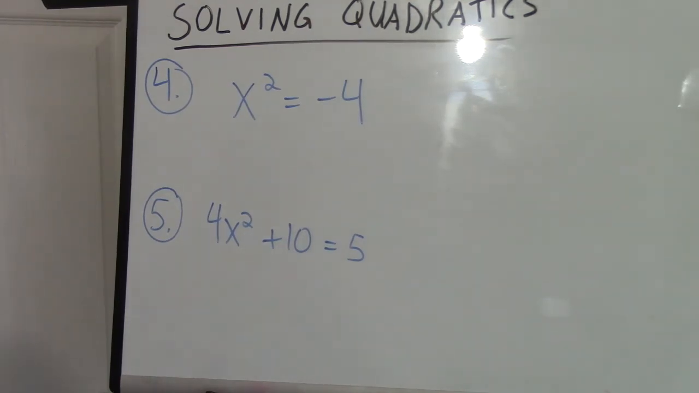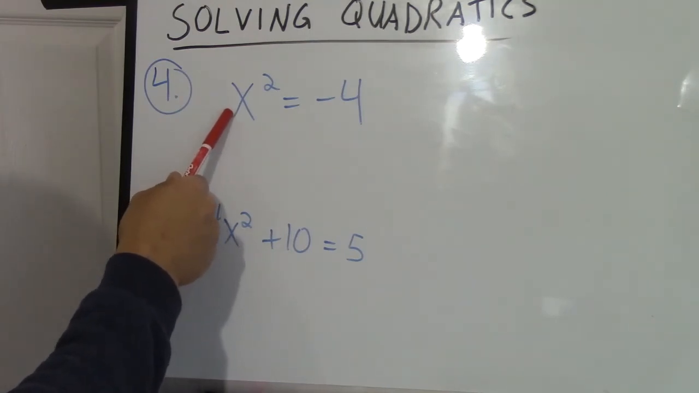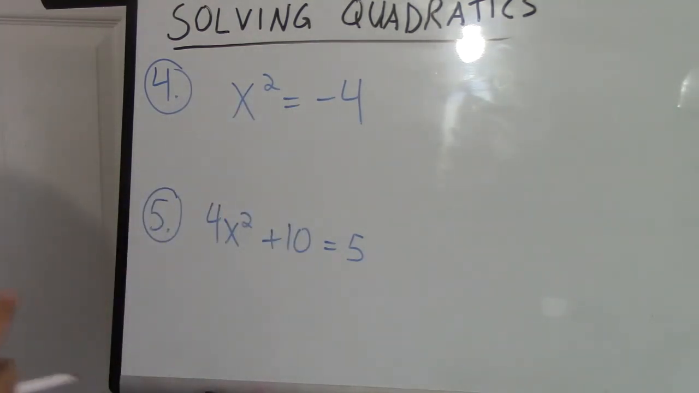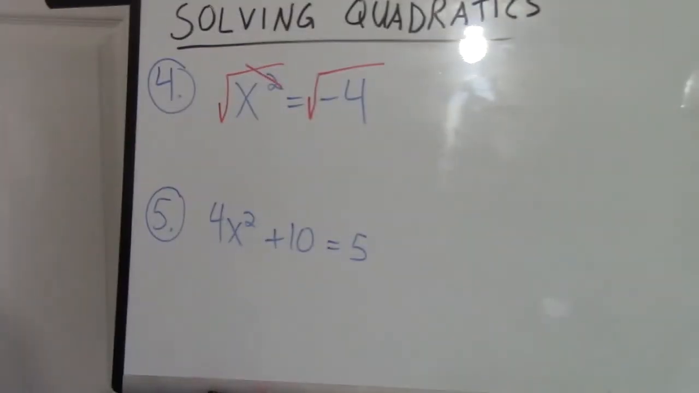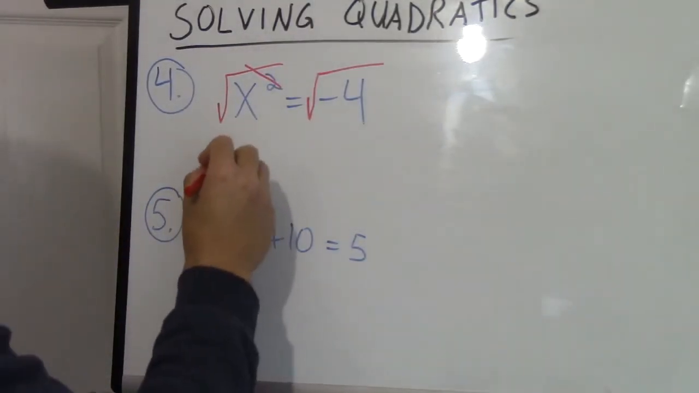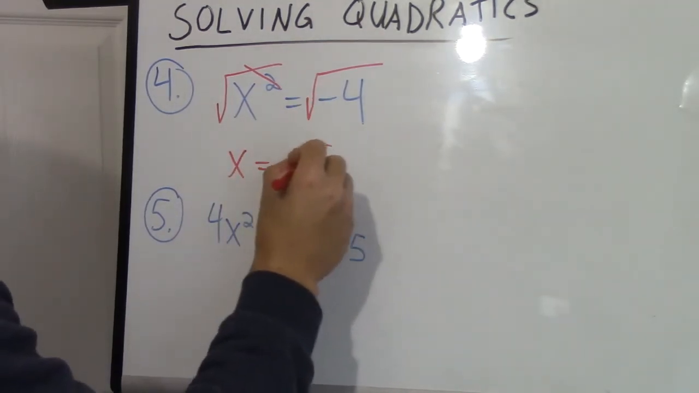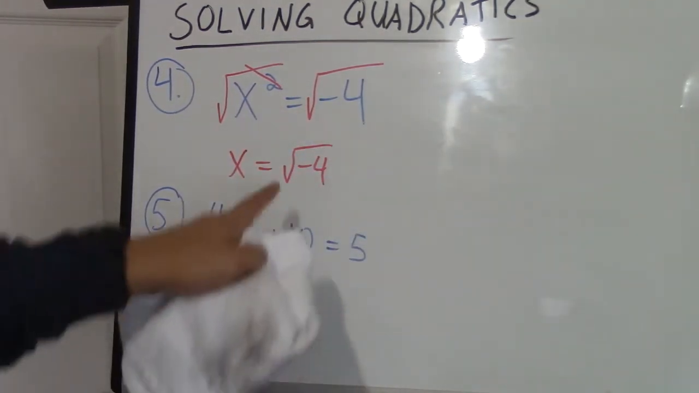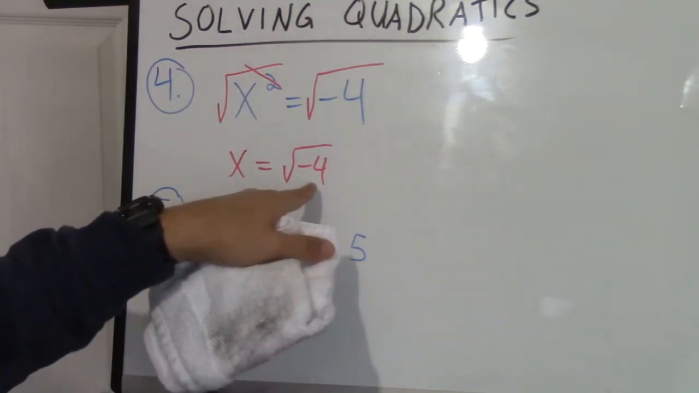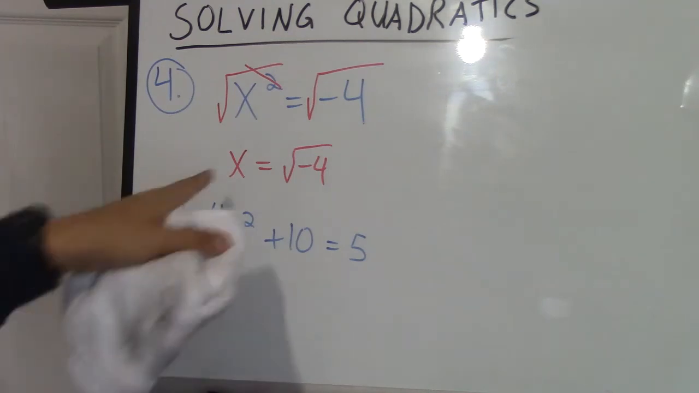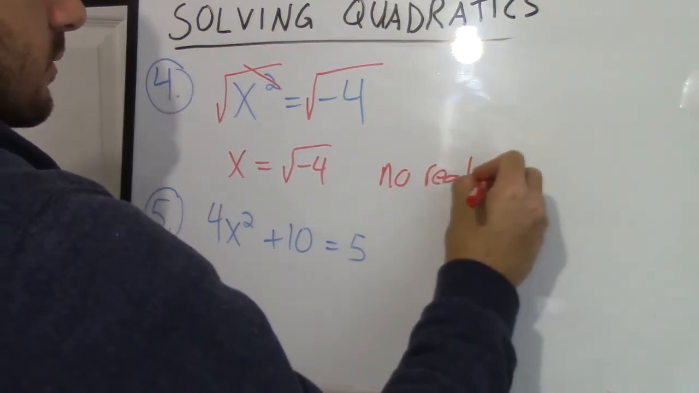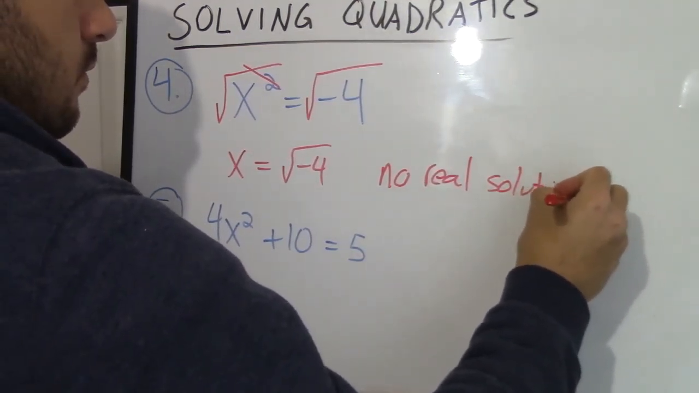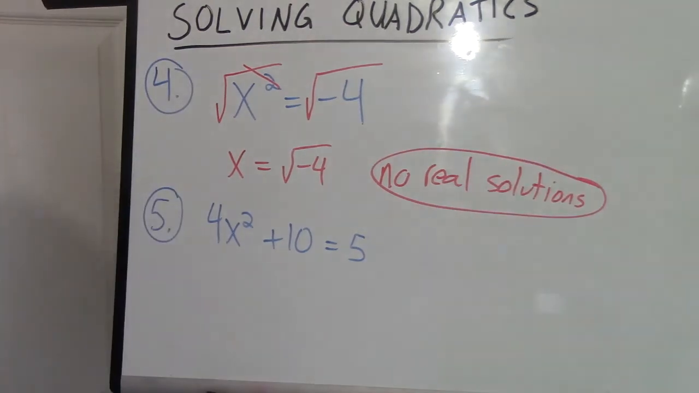So for number 4, this is a pretty simple one. We just have an x squared, and we have it equal to negative 4. So there's only one step that we need to do, which is to undo the square. So we're going to take the square root on both sides. That will cancel out the square, it will undo it. So we will get x equals, and on the right side we have the square root of negative 4. There's no real number that when we multiply it by itself we get a negative number. So when we have the square root of a negative number, it's as simple as saying no real solutions. And that's it for that problem.